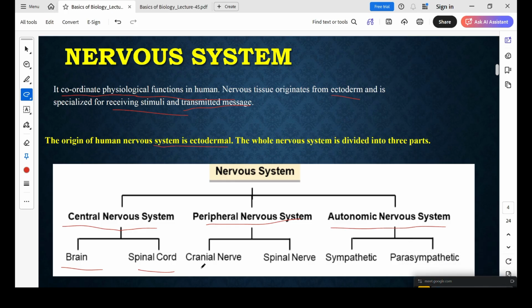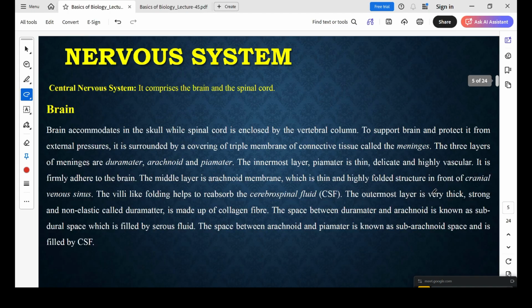Peripheral nervous system comprises of different nerves that are present throughout the body, which is the cranial nerves and the spinal nerves. The cranial nerves are essentially nerves that are present inside the head, and the spinal nerves originate from the spinal cord. And the autonomic nervous system comprises of sympathetic and parasympathetic nervous systems. So, let's go through each of these. The central nervous system, which comprises of brain and spinal cord.